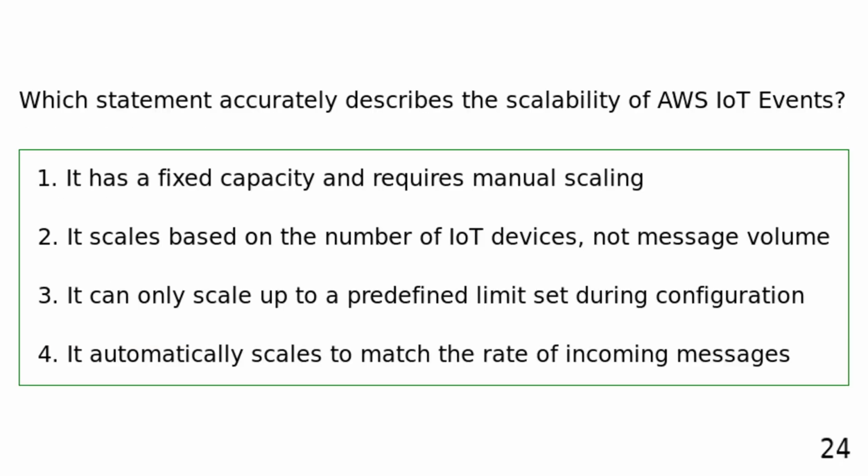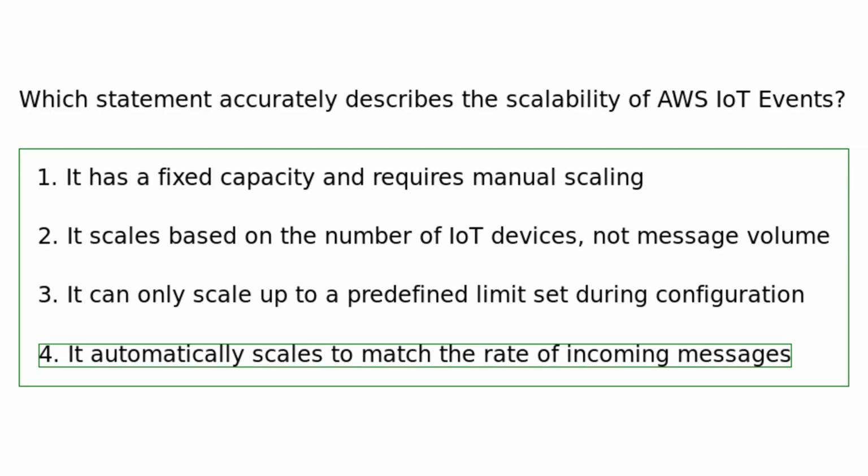Which statement accurately describes the scalability of AWS IoT Events? It has a fixed capacity and requires manual scaling. It scales based on the number of IoT devices, not message volume. It can only scale up to a predefined limit set during configuration. It automatically scales to match the rate of incoming messages.